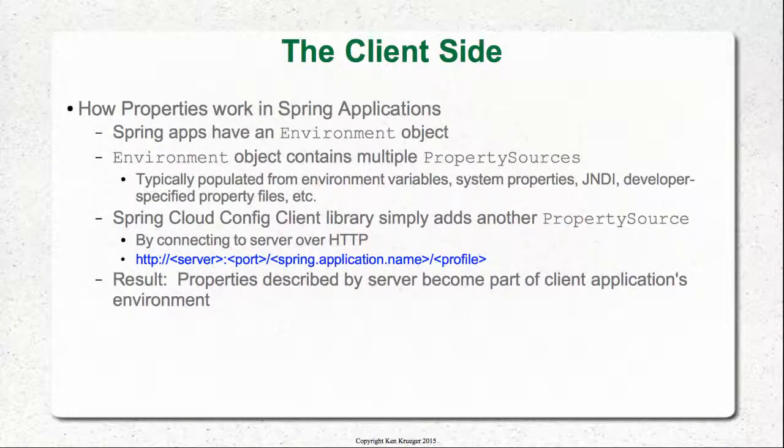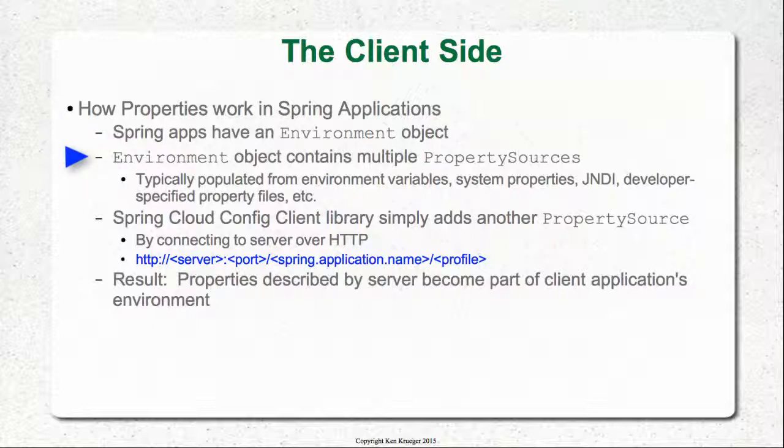Okay, now let's talk about the client side a little bit more because you might have some questions that I can answer. It's important to understand how properties work within Spring applications. A lot of times I find that people have used Spring for years and aren't really 100% sure how they work. Spring applications, at least for the last few versions, have an abstraction called an environment abstraction. There's an interface called Environment. Okay? And every Spring application context has an environment object in it that is populated by the container.